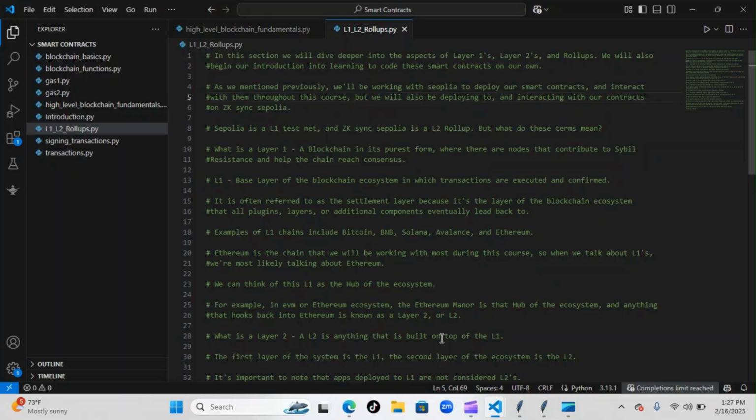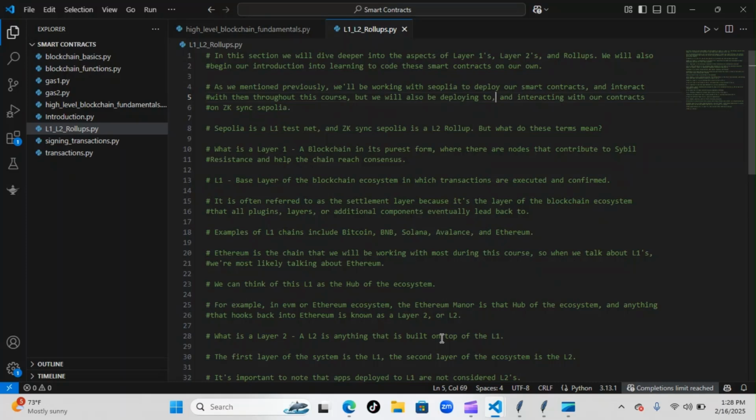What is an L1? An L1, or a layer 1, is a blockchain in its purest form, where there are nodes that contribute to Sybil resistance and help the chain reach consensus. L1 is the base layer of the blockchain ecosystem in which transactions are executed and confined. It is often referred to as the settlement layer because it's the layer of the blockchain ecosystem that all plugins, layers, or additional components eventually lead back to.